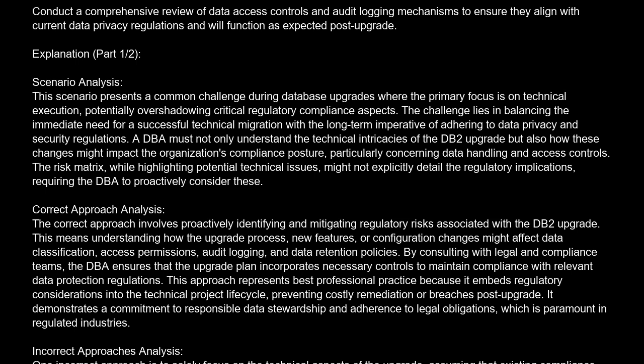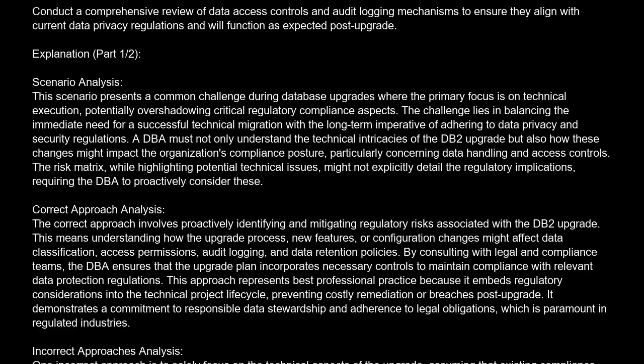A DBA must not only understand the technical intricacies of the DB2 upgrade, but also how these changes might impact the organization's compliance posture, particularly concerning data handling and access controls. The risk matrix, while highlighting potential technical issues, might not explicitly detail the regulatory implications, requiring the DBA to proactively consider these. Correct approach analysis.